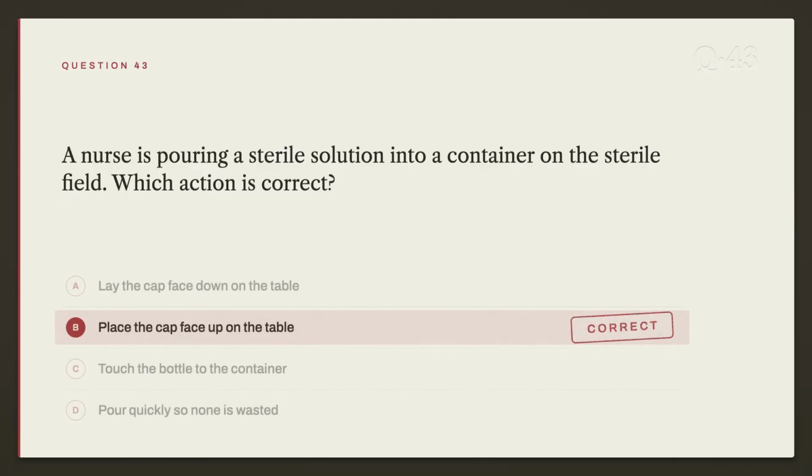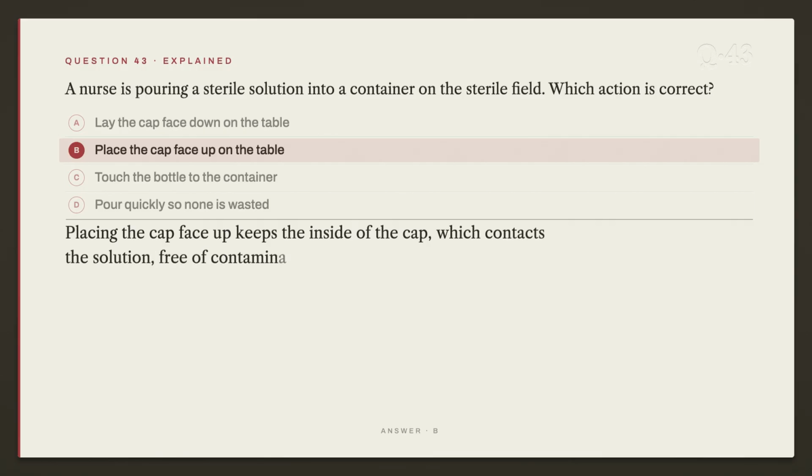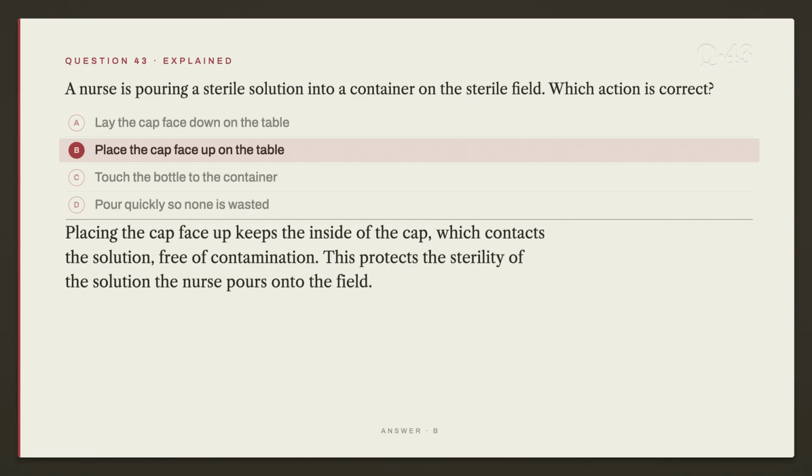The correct answer is B. Place the cap face up on the table. B is correct because placing the cap face up keeps the inside of the cap, which contacts the solution, free of contamination. This protects the sterility of the solution the nurse pours onto the field.